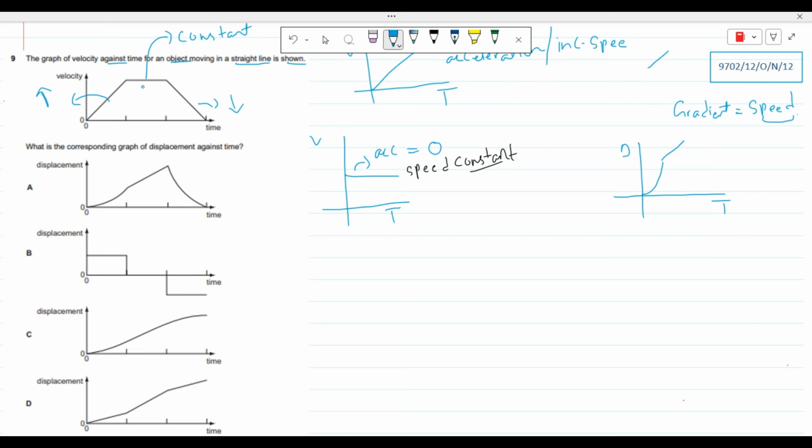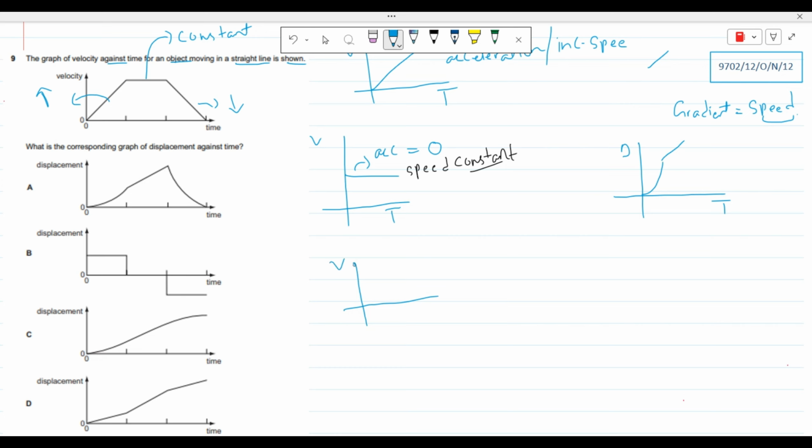And how we knew that? By seeing this line. This line means in velocity time graph, zero acceleration. Why? Because the gradient of velocity time graph is acceleration and the gradient of displacement time graph is speed, right? So this line, this horizontal line is made in displacement time graph like this. This shows speed constant.